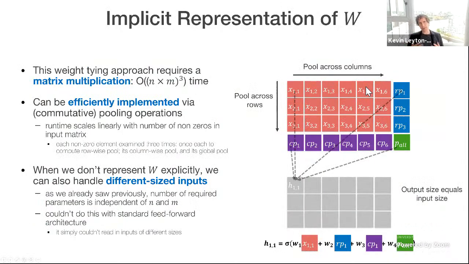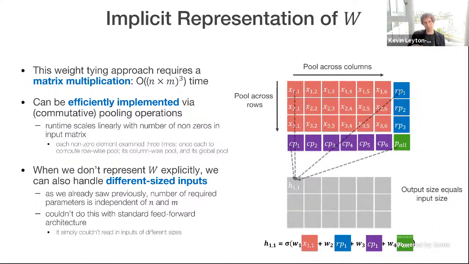Now, this forced us to represent this weight matrix explicitly and then to do a matrix multiplication, which is expensive for the feed-forward pass in the network, and thus makes training the network really expensive. But it can be efficiently implemented by making some commutative pooling operations. And this causes the runtime to scale linearly with the number of non-zeros in the input matrix rather than requiring this matrix multiplication.